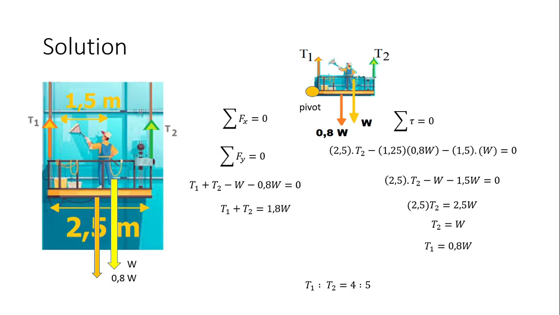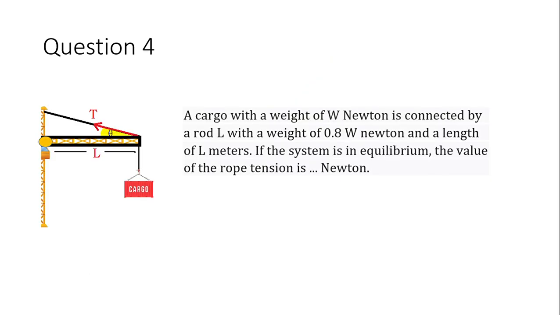Okay, we will move forward again to question number 4. A cargo with a weight of W Newton is connected by a rod of L meter, of course, with a weight of 0.8 W Newton and length of L meter. If the system is in equilibrium, the value of the rope tension is in newtons, of course. This question is not too hard because they only ask you the rope tension. If they ask you the force which works in the hinge, or we just use as a pivot in these questions, then you need to work again, because the question is only the rope tension.